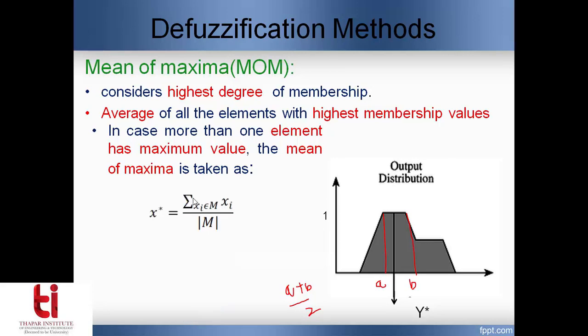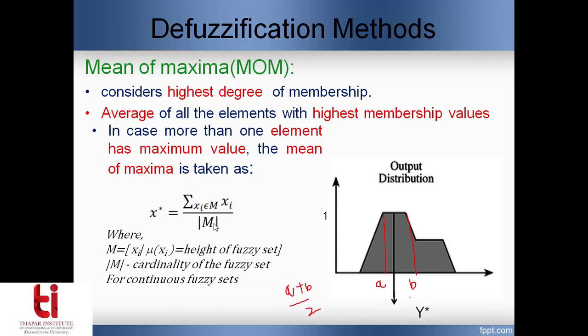Mathematically, it can be expressed, for the discrete points, as the mean of all the elements which have the value m, where m denotes the highest degree of membership value and m is the cardinality of the fuzzy set, that is, all the points in the fuzzy set which satisfy this criteria or which have the highest degree of membership. For the continuous sets, it can be expressed as belonging to a fuzzy interval where mu x is equal to the height of the fuzzy set.